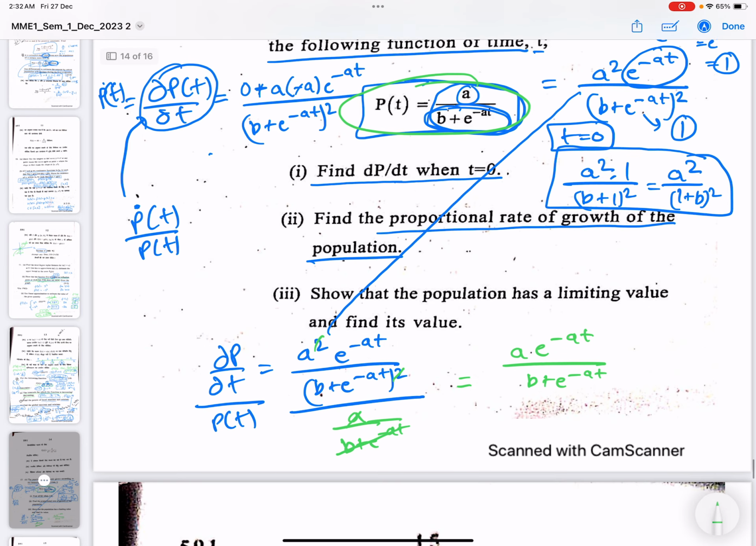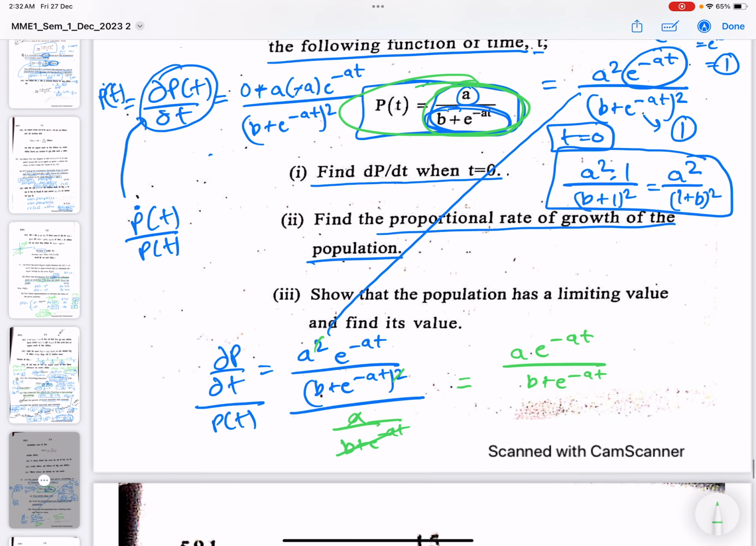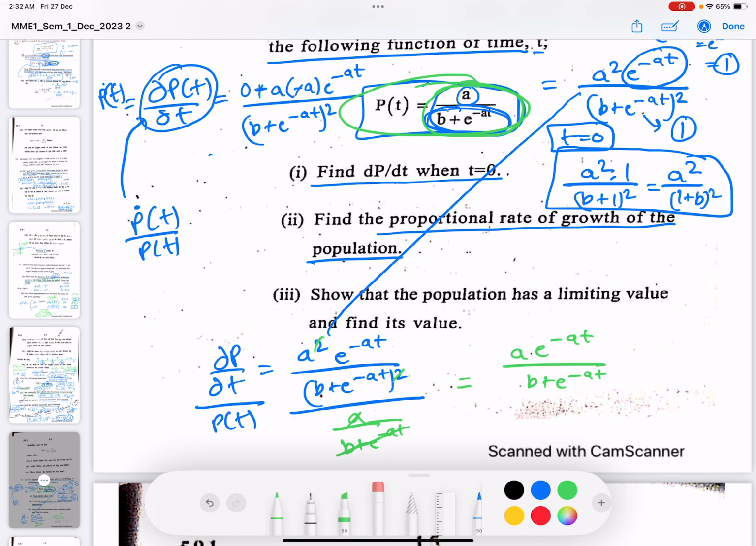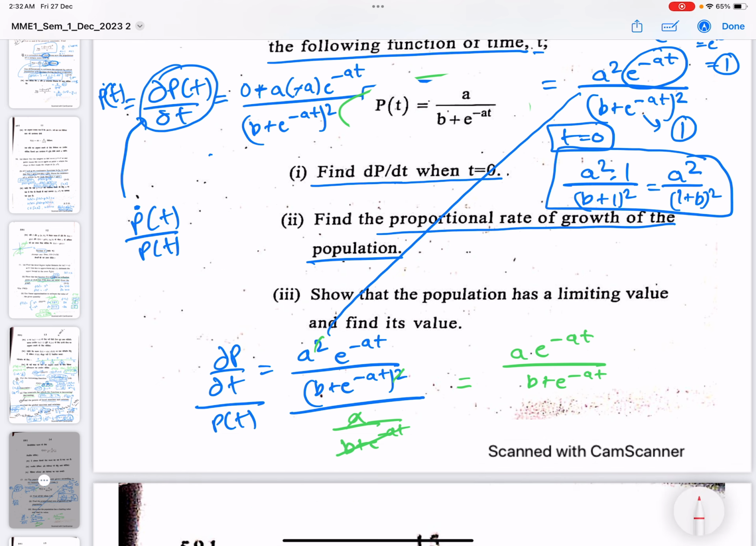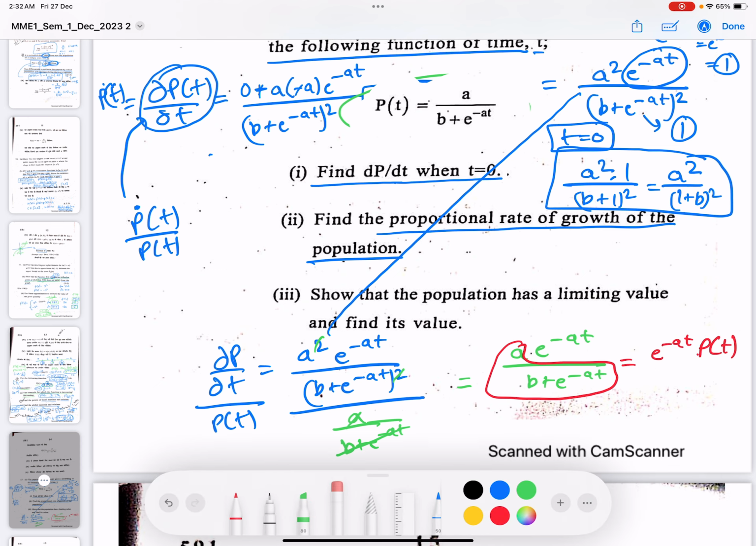Okay, if you see this function, this is nothing but e to the power minus at into P(t). So okay, this was fairly basic. Now we are supposed to show that population has a limiting value and find its value.